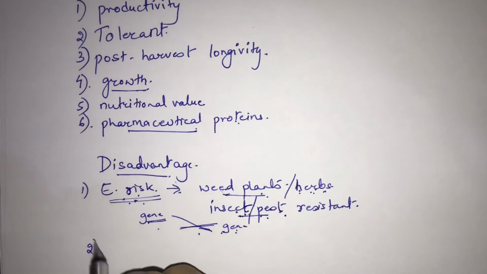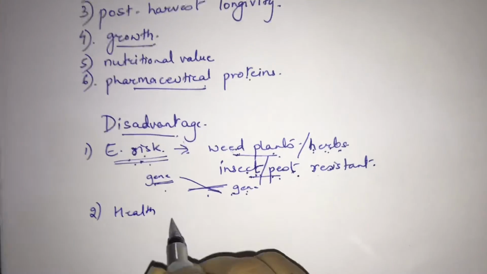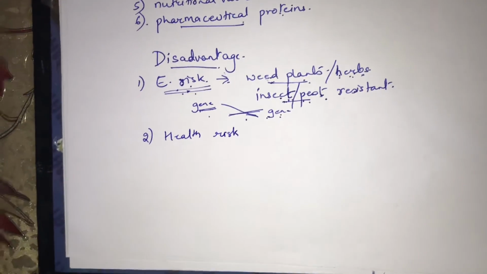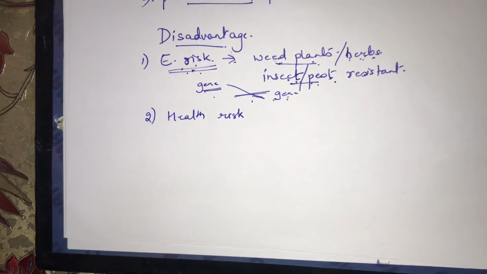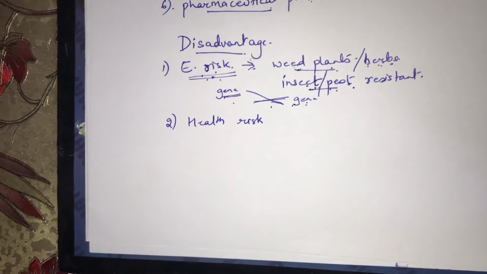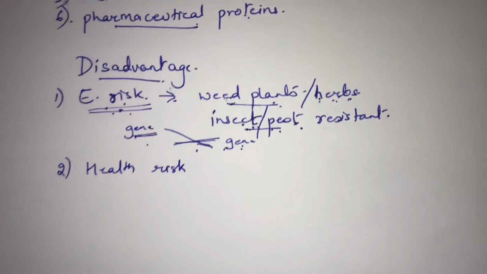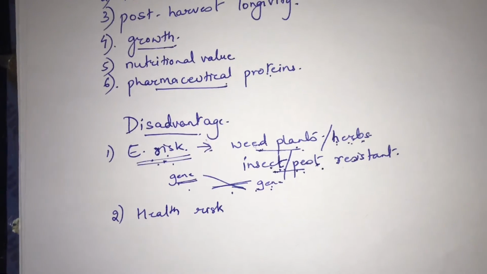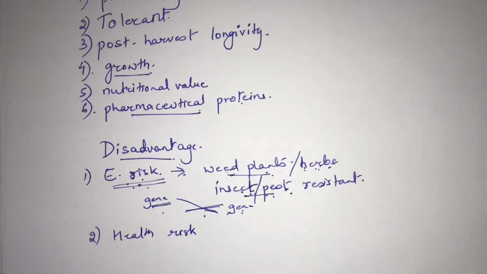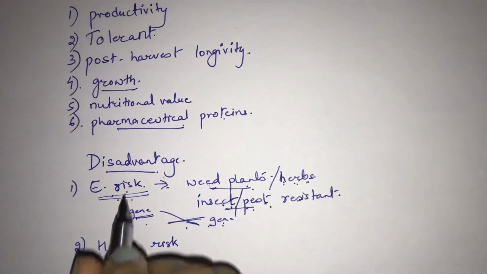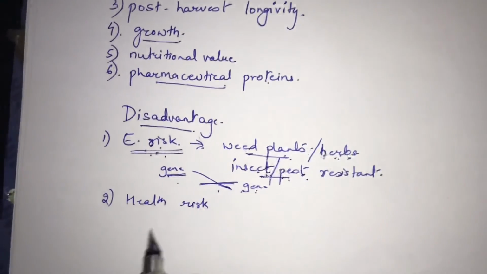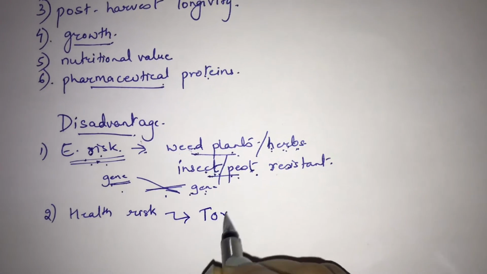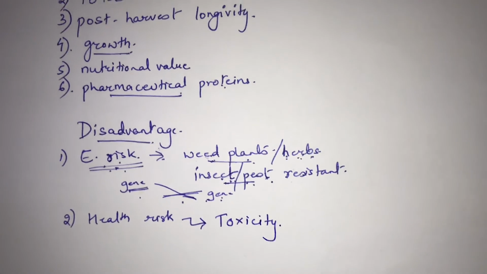Now number 2 is health risk. GM food, that means genetically modified crop, may cause toxicity or produce allergies. The enzyme produced by an antibiotic resistant gene can cause allergies. Sometimes genetically modified crops may have toxins or may cause toxicity to human beings.